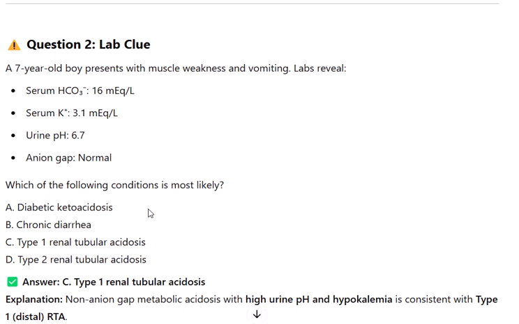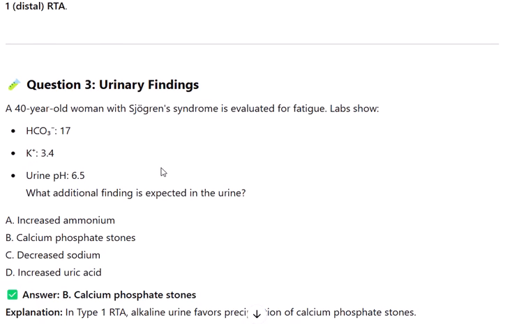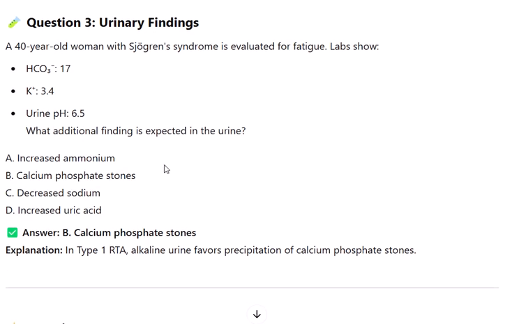Question 3. Urinary findings. A 40-year-old woman with Sjogren's syndrome is evaluated for fatigue. Labs show HCO3 17, K 3.4, urine pH 6.5. What additional finding is expected in the urine? A. Increased ammonium. B. Calcium phosphate stones. C. Decreased sodium. D. Increased uric acid. Answer B. Calcium phosphate stones. Explanation. In type 1 RTA, alkaline urine favors precipitation of calcium phosphate stones.